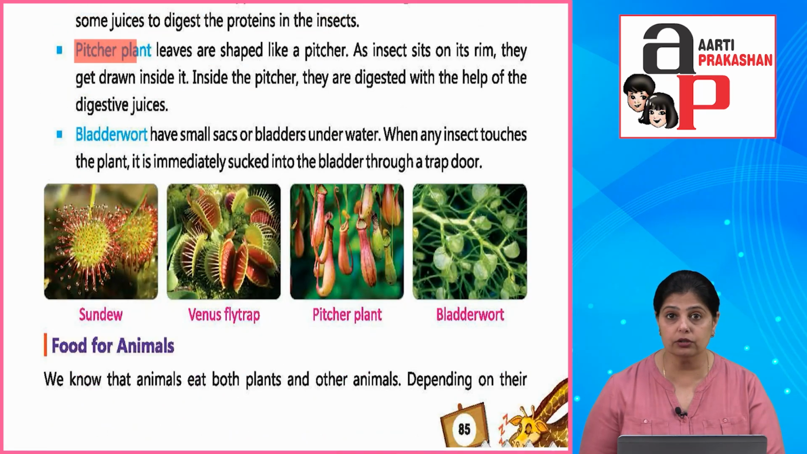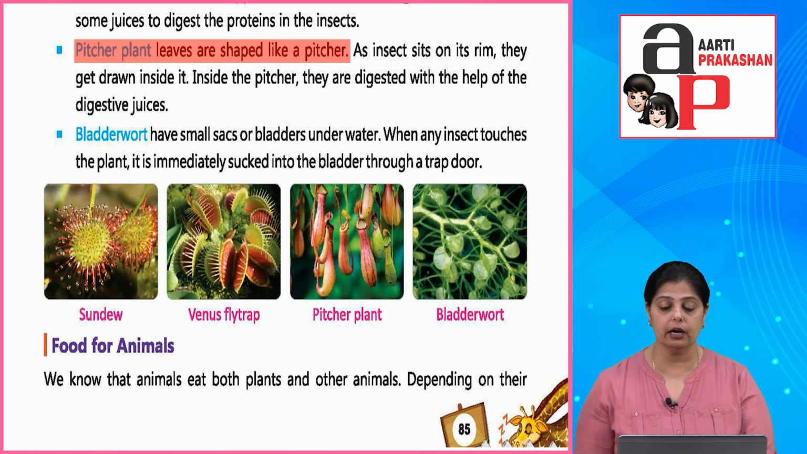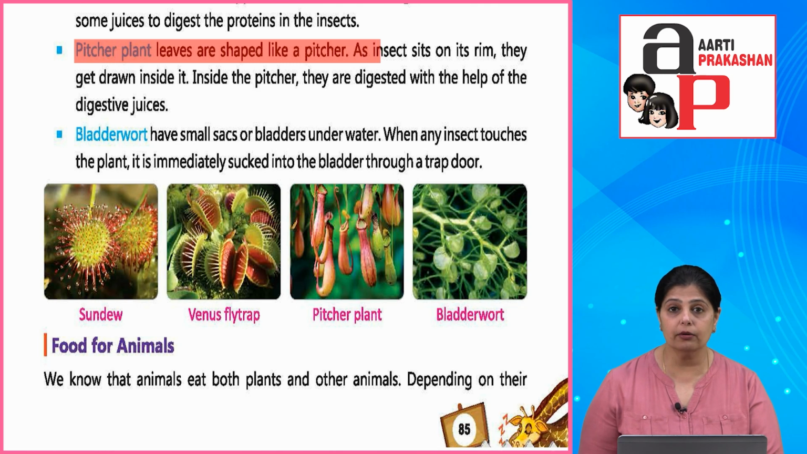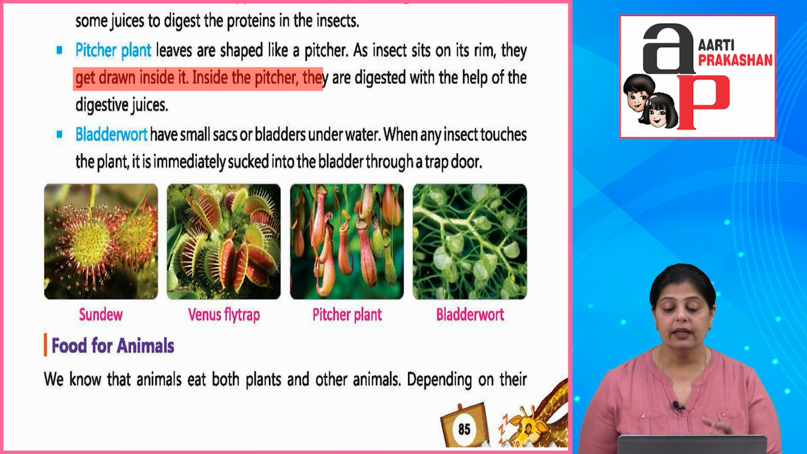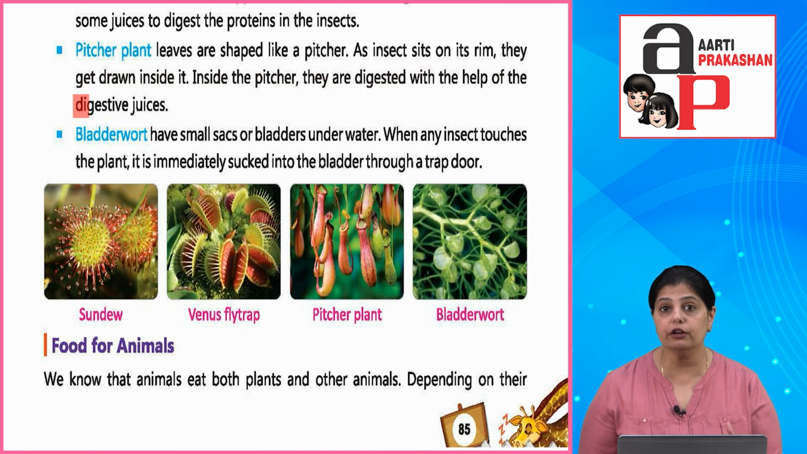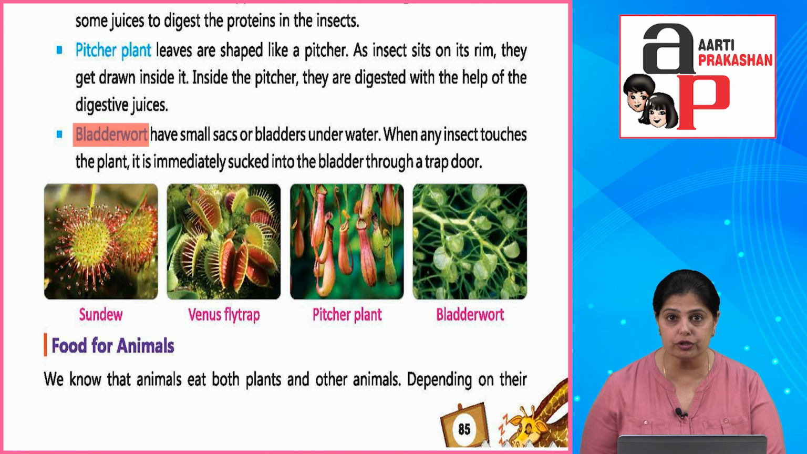The pitcher plant के जो leaves होते हैं, they are shaped like a pitcher. ओके जो पिचर होता है ना ऐसे बॉटल शेप का होता है. ओके so as insects sit on the rim they get drawn inside, वो अंदर की तरफ आ जाते हैं and inside the pitcher they are digested with the help of digestive juices. ओके, ब्लैडरवोर्ट जो होता है, अगर आप पिचर प्लांट का फोटो देखो आपको अंदाजा आएगा how it looks. Okay, and then let's talk about bladderwort.